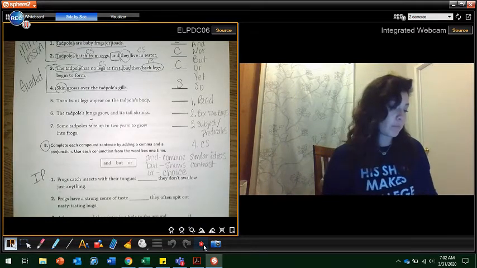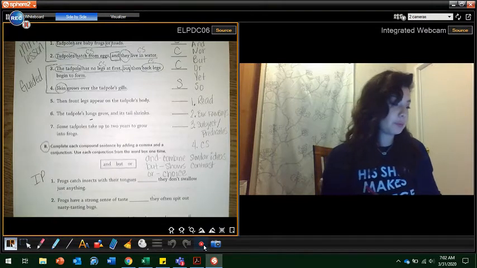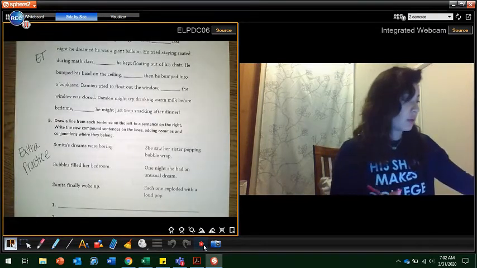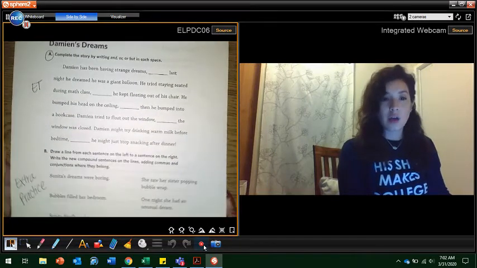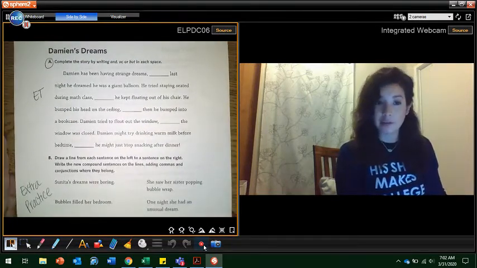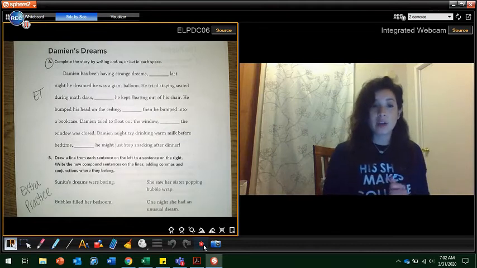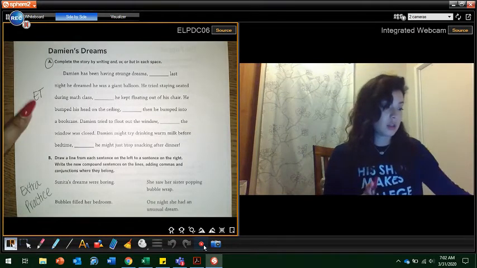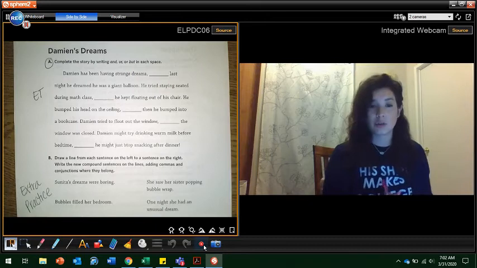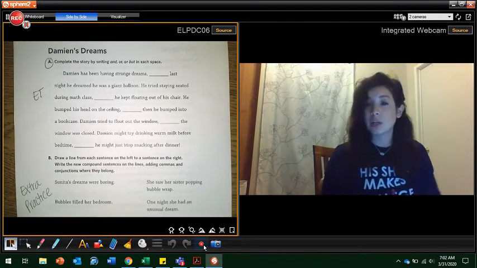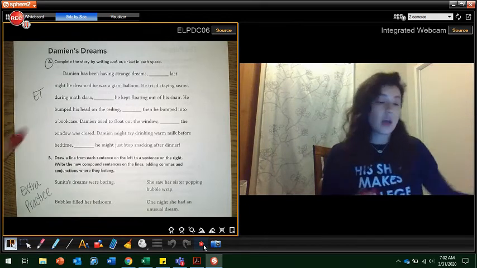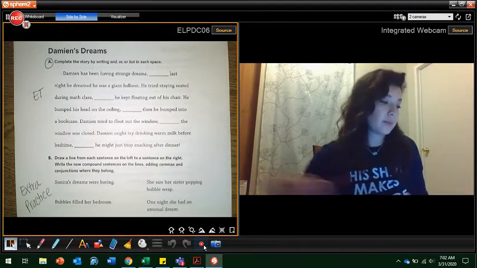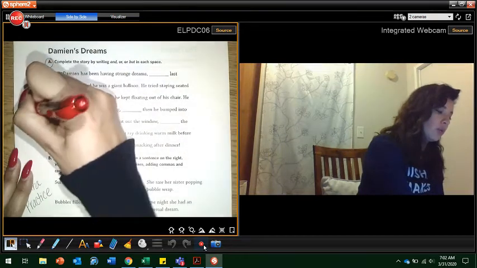Or fanboys. A couple more tips before we go. So if you notice on your next page, page 5, you have 2 parts. This is your exit ticket. This is extra practice. This helps you keep your learning going for today on simple and compound sentences. And your exit ticket is what you will turn in.